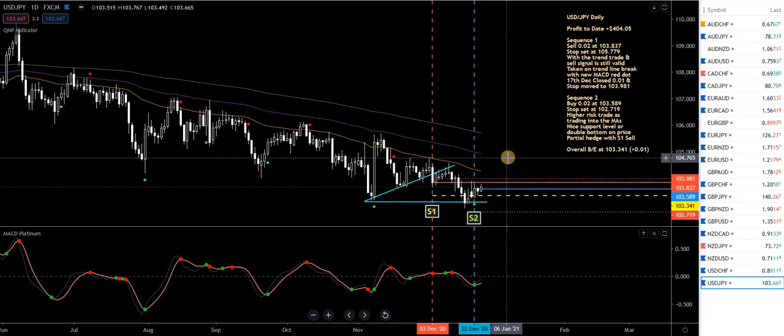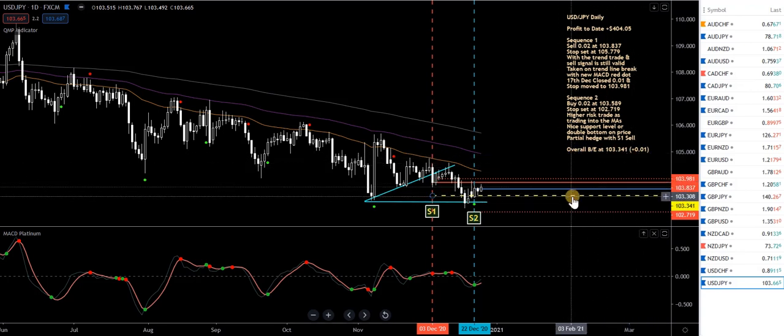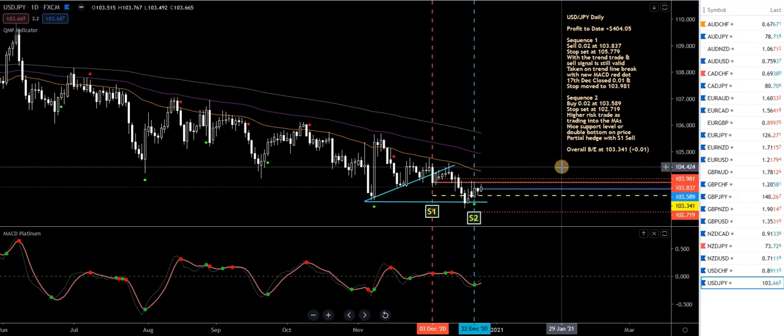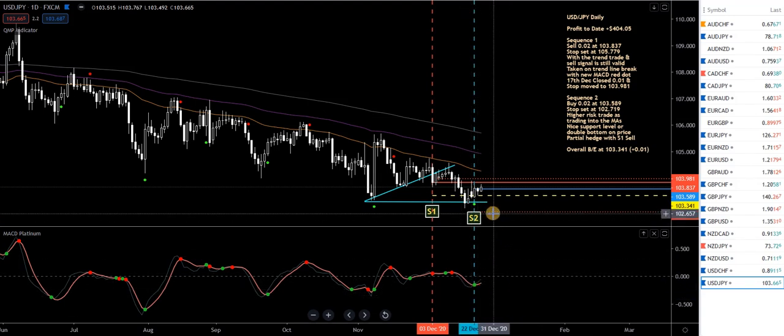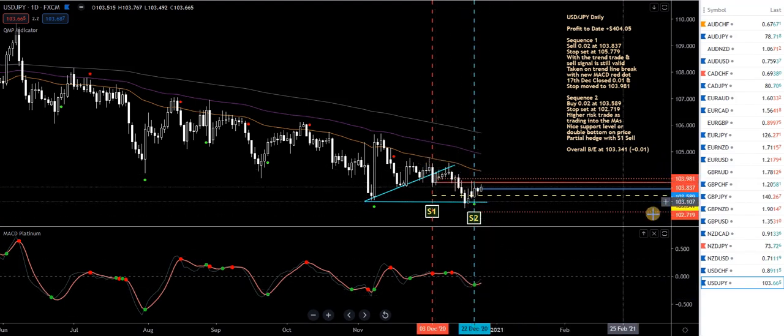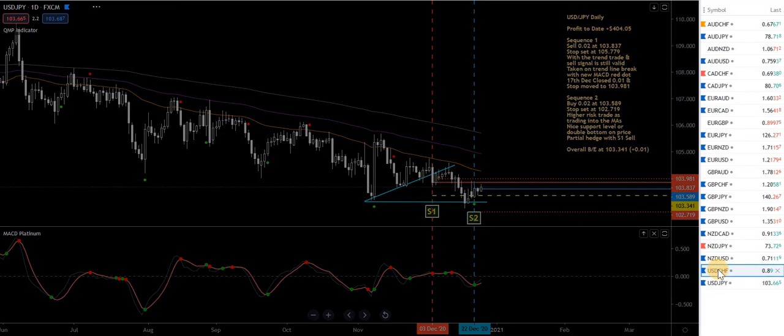This yellow line is the overall break even for both trades because it's positive 0.01. As long as price remains above that yellow line, I can close both trades in profit. So it's going all right. So that's the yen, and the MACD platinum's just below the zero level, but it's going nowhere. It's just gibbering around.